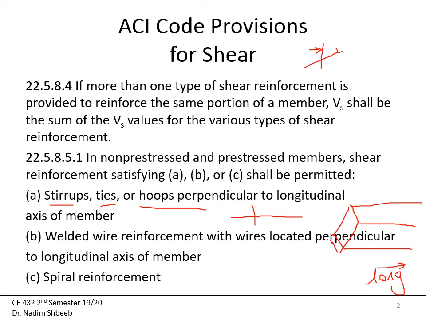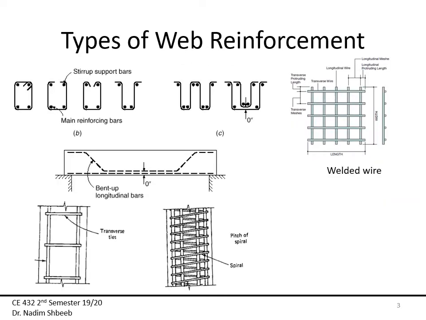And this is what I call the transverse direction. So whenever you hear transverse direction, this is the direction that I'm referring to. If I say longitudinal direction, then this is the direction that I'm referring to, okay? So we talked about the welded wire reinforcement. We can also use spiral reinforcement, and I'd like to show you the types on the next slide.